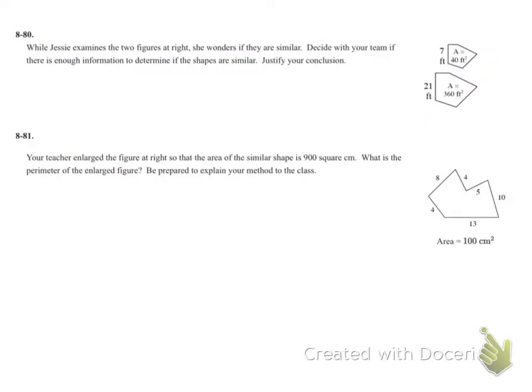I am going to allow you to do these on your own as well. I'll read through them with you and go over them once you've had a chance to try them. So 80 says, while Jessie examines the 2 figures at the right, she wonders if they're similar. Decide with yourself if there is enough information to determine if the shapes are similar, and then justify your conclusion. So I want you to pause the video and think about that for a second.